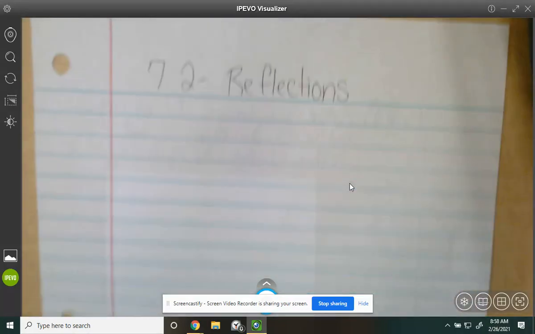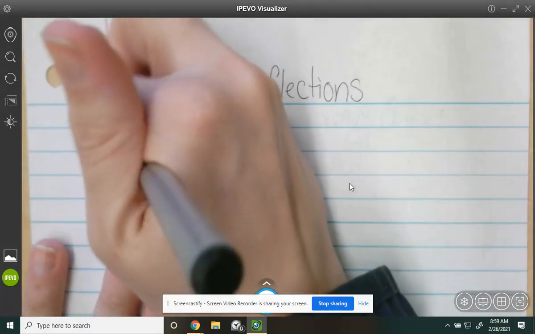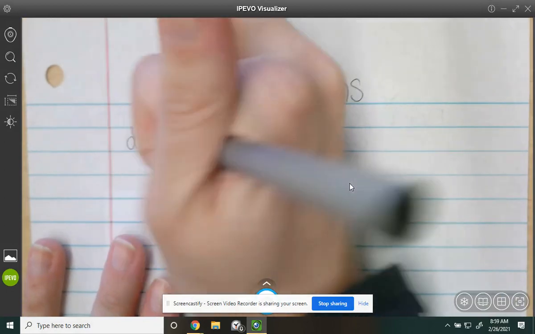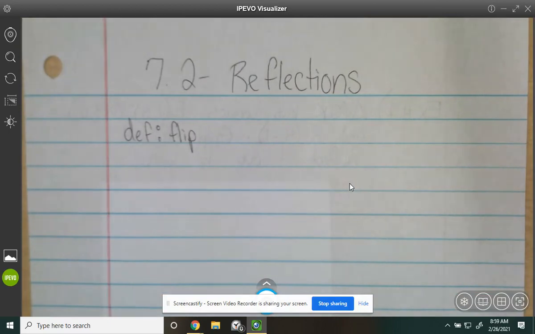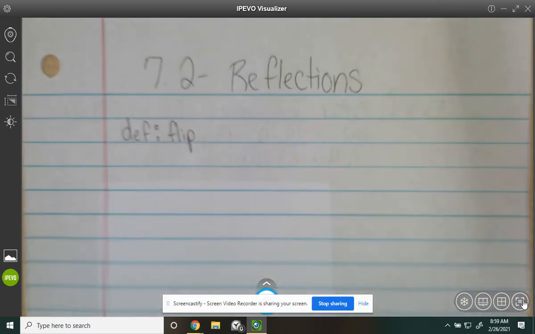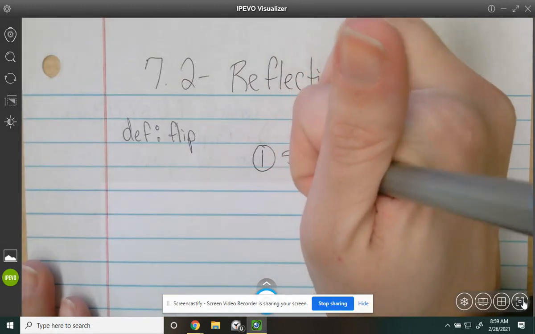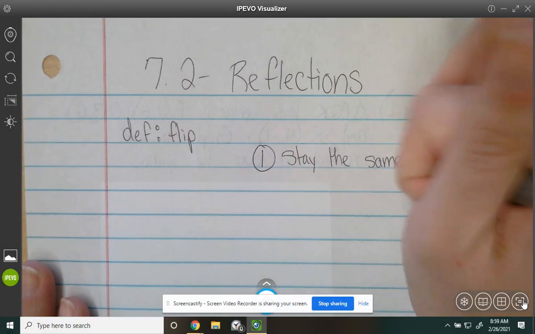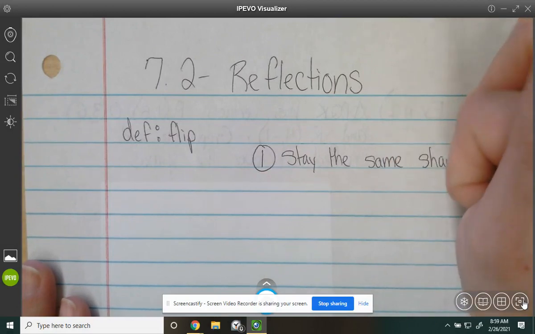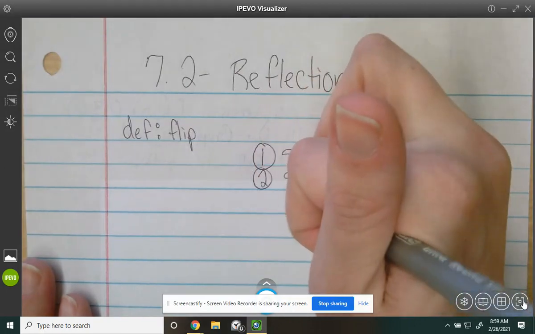Okay, so today we're doing reflections. The simple definition for reflections is just a flip. You're just flipping the shape. So we have two things that happen with these. They have to stay the same shape. You don't flip a triangle and it turns into a circle. Doesn't happen. And then it has to stay the same size.